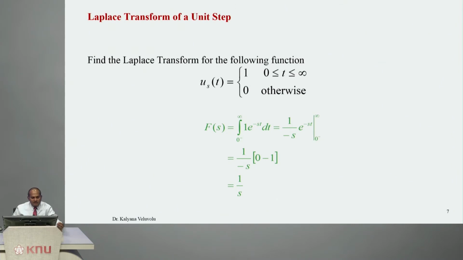The next simple application of the Laplace transform is the unit step. The unit step is very popular because it has a single value of 1. For t less than 0, its value is 0. So you apply the Laplace transform, 1 times e^(-st) dt. This gives you 1 by s e^(-st) with limits infinity to 0. When you do that, you get 1 by s. So the Laplace transform of 1 in the time domain will be 1 by s in the frequency domain.